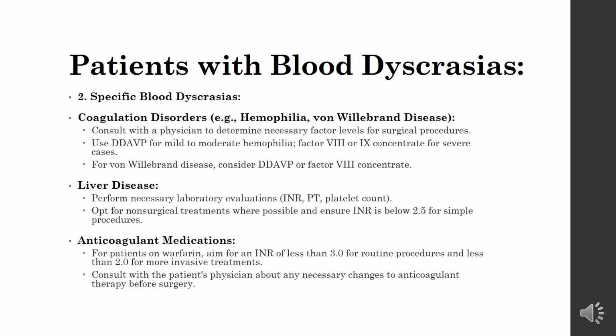Then, for liver disease, perform necessary laboratory evaluations like INR, prothrombin time, and platelet count. Opt for non-surgical treatments where possible and ensure INR is below 2.5 for simple procedures. Then, in cases of patients taking anticoagulant medications, for patients on warfarin, aim for an INR of less than 3 for routine procedures and less than 2 for more invasive procedures. Consult with the patient's physician about any necessary changes to anticoagulant therapy before surgery.